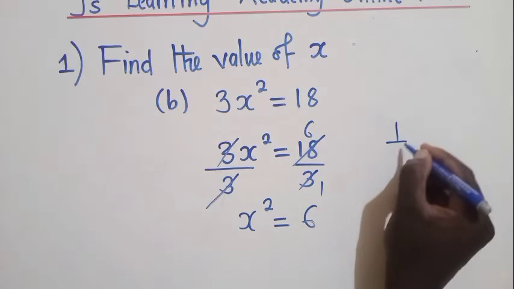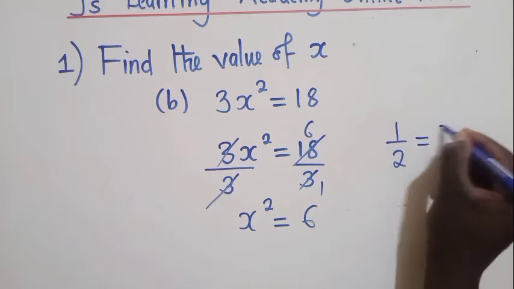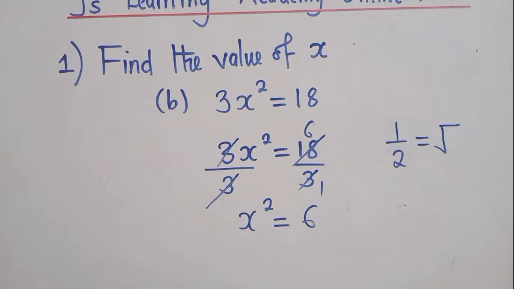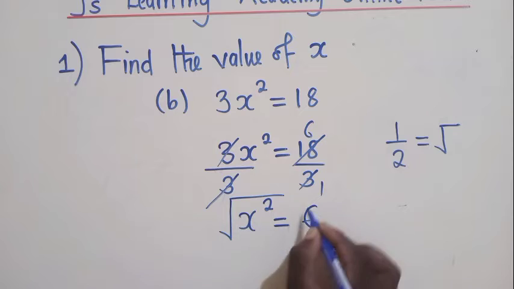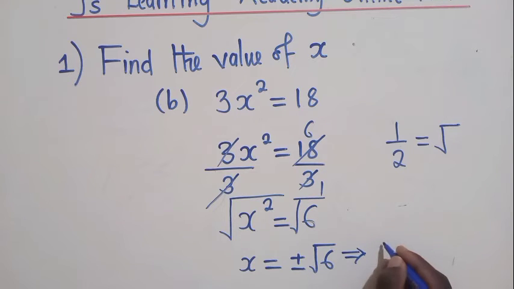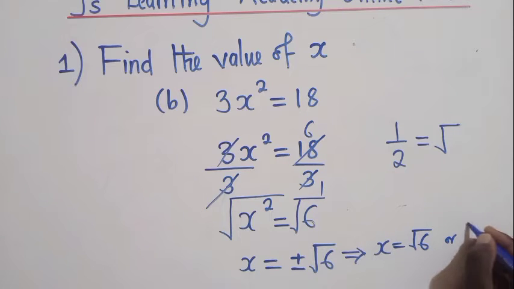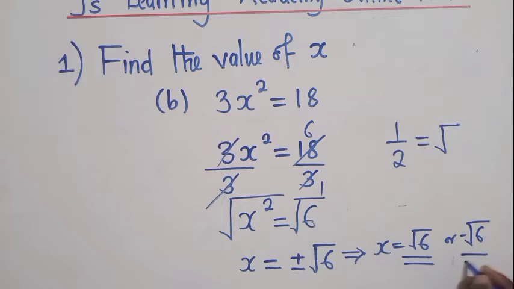Remember, we said 1 over 2, it being a power, is the same as what? Square root, if you remember the laws of indices. So we are going to apply the square root both sides. So we shall have x is equal to positive or negative root 6. So I can say my solutions are x is equal to root of 6 or negative root of 6. These are the two solutions.